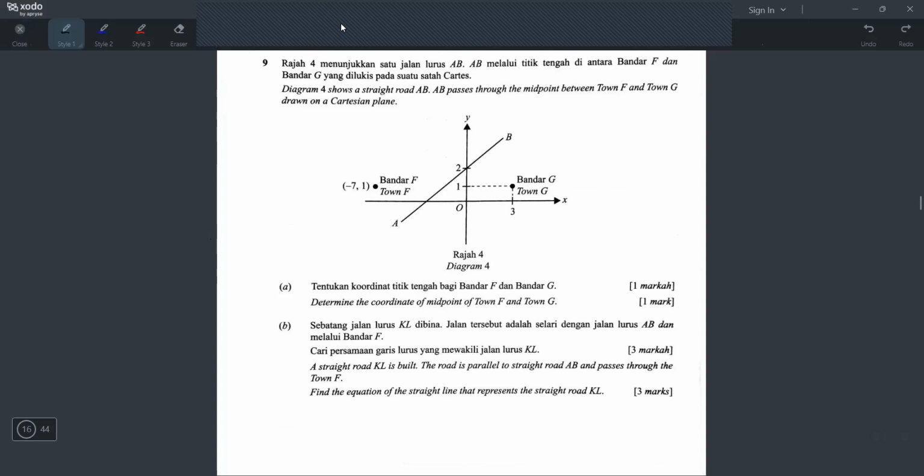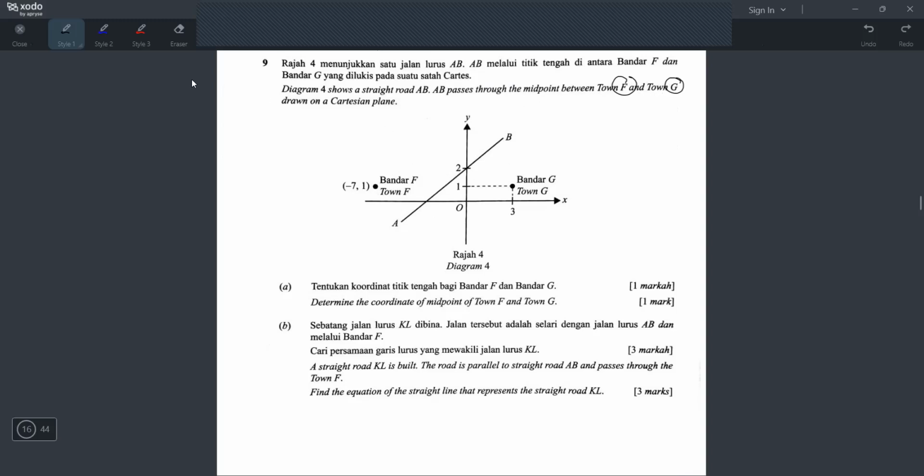Okay, number 9. This is definitely a straight line question. Let's read the question. Diagram 4 shows a road AB, so we can see it. It's a straight line. AB passes through the midpoint between F and G. What? AB passes through midpoint F and G. Oh, I think I understand.